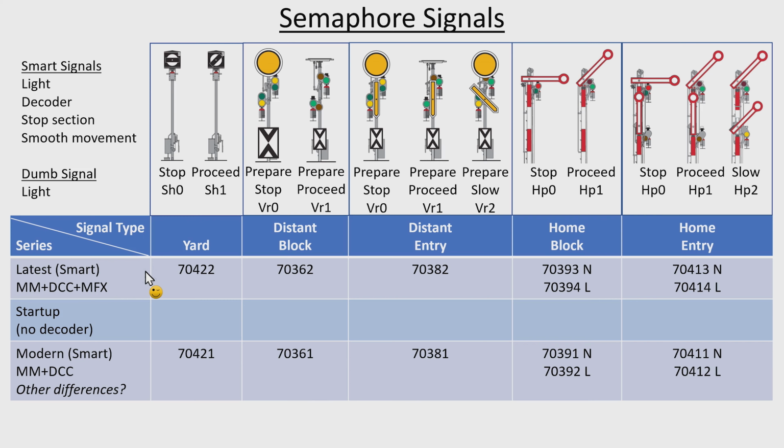So here is the interesting part of the smooth movement. If you look at the home block signal, for example over here, when it moves or changes between stop and proceed, these signals will actually slowly move the wing of the signal. Some of the even older generation of signals will basically abruptly move them, more like what you know from the turnouts with a turnout decoder that just will say click, right? All the semaphore signals support a stop section as well.